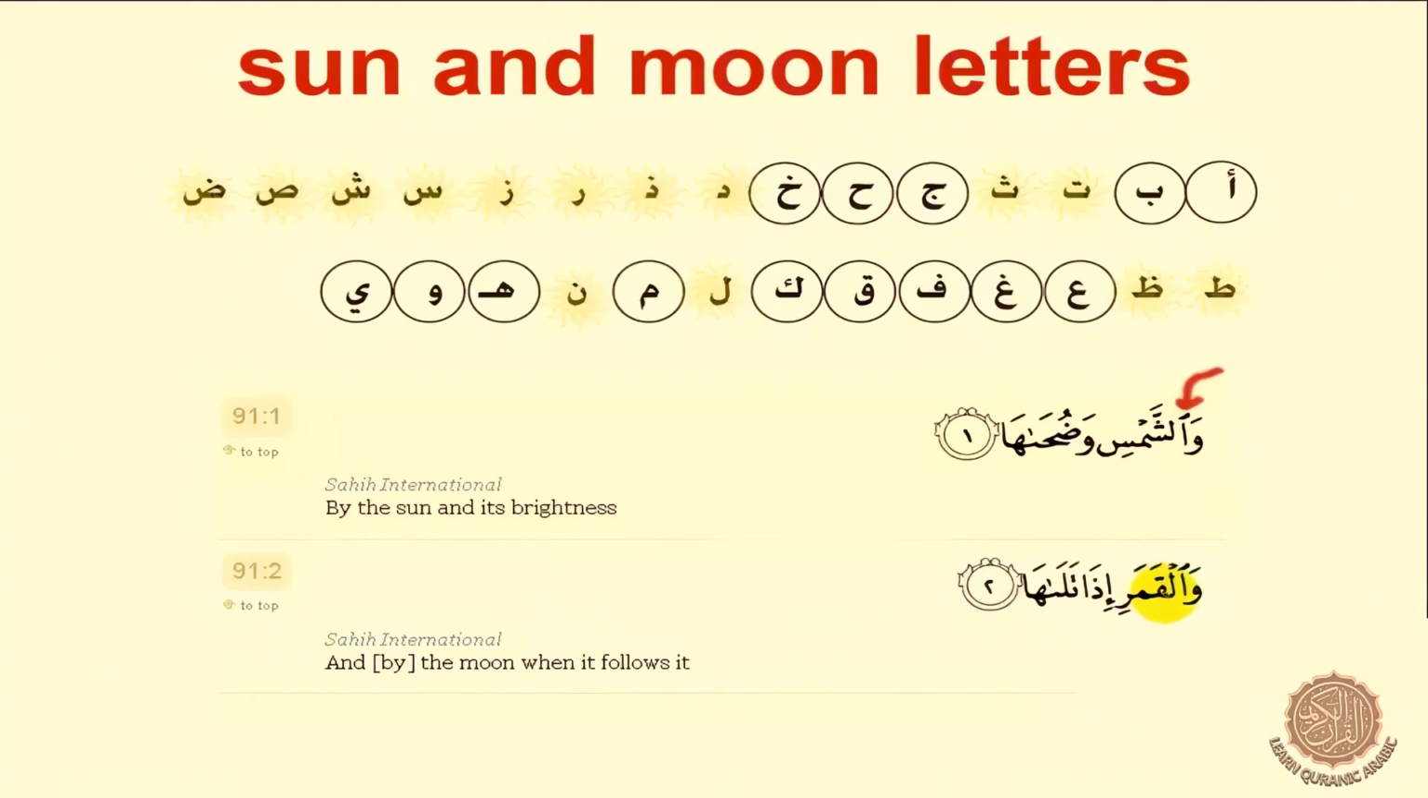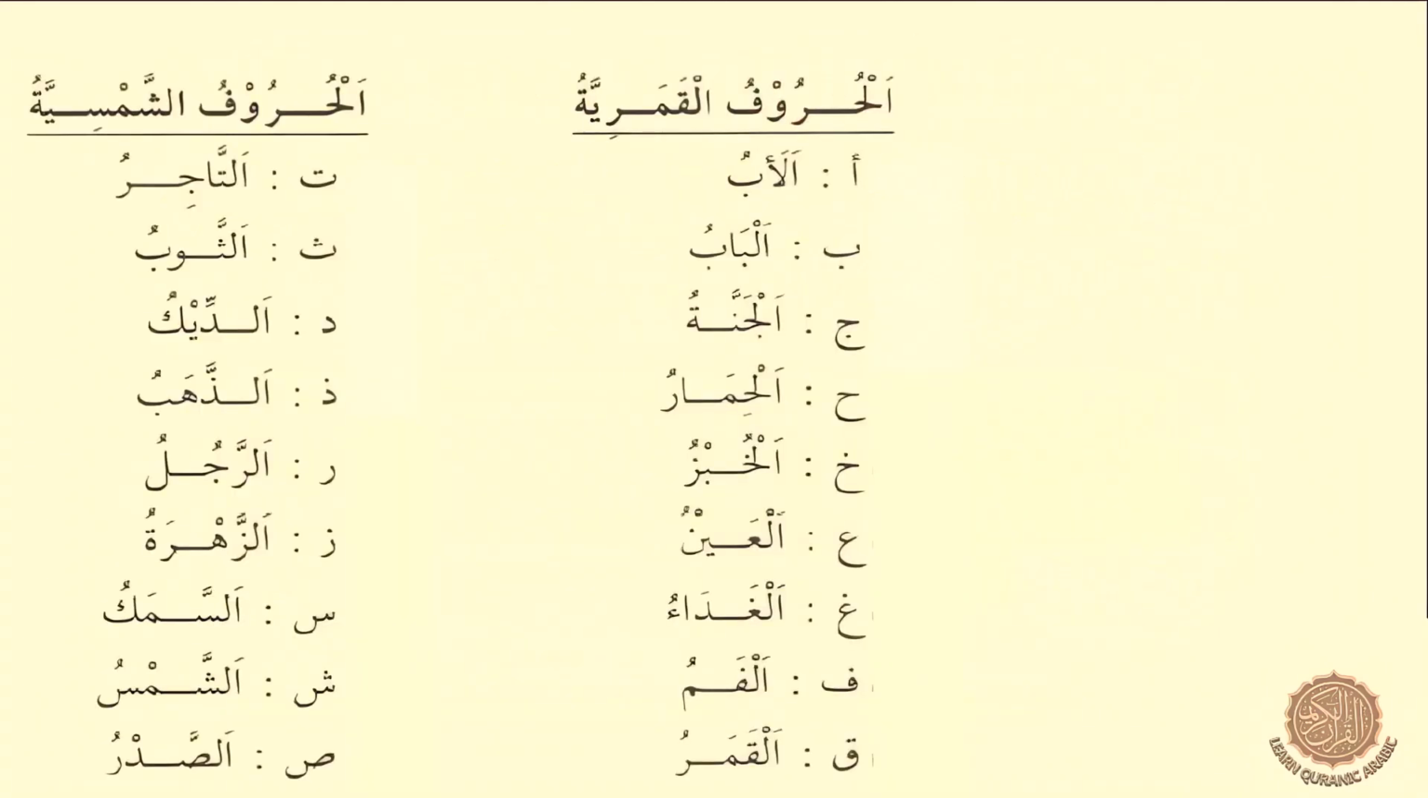Now let's take examples of this, inshallah. Here we have the moon letters, and here we have the sun letters. And we have here al-abu, the father. Notice here al-abu, it's pronounced. Al-babu, the door. Al-jannah, al-himar, al-khubz, and so on. So you see how the lam has the sukoon and it's pronounced in all cases.